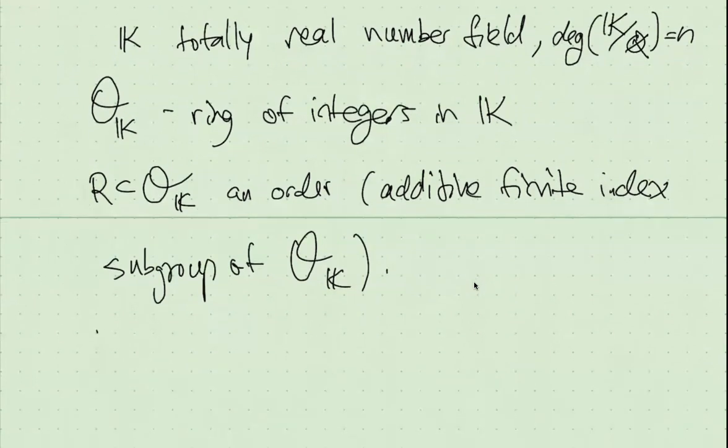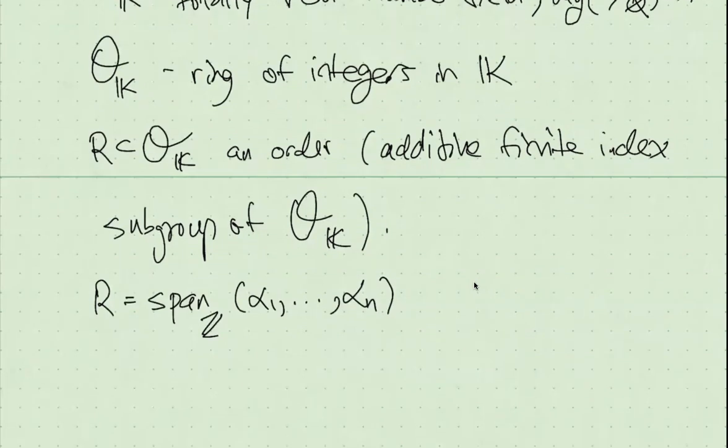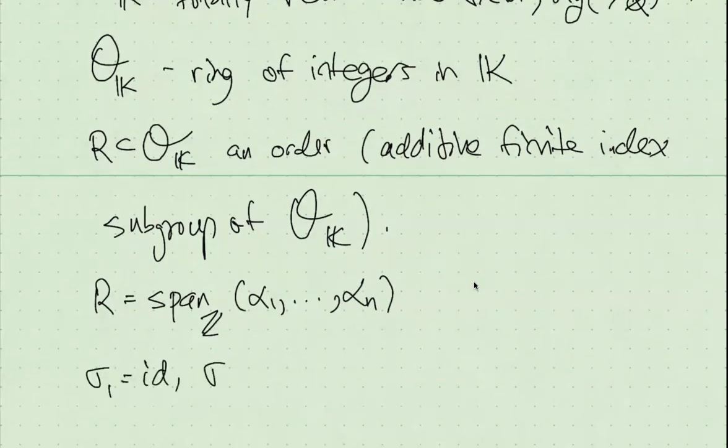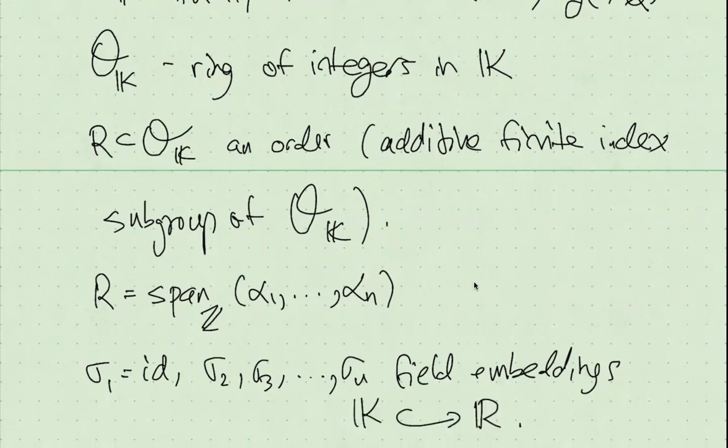And suppose R is spanned over Z by n numbers. Again, it's rank n because it's finite index in OK, and OK is of rank n as a group. Now let sigma 1 be the identity, and sigma 2, sigma 3, up to sigma n be the field embeddings of K in R. K is totally real, so all the embeddings are into R.